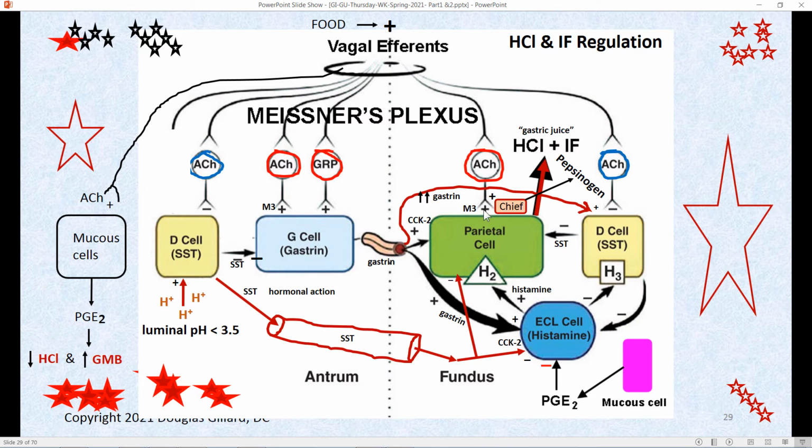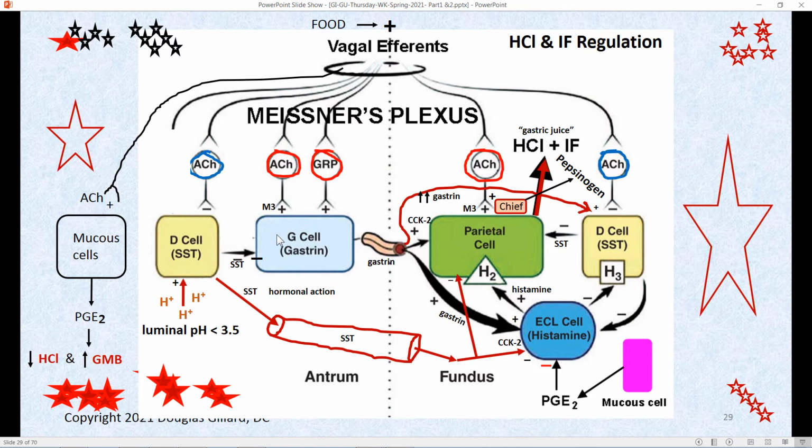So ACh, directly and indirectly, binds to all 3 receptors. Directly binds to its M3 receptor, and it indirectly stimulates the CCK receptor and the H2 receptor. So gastrin strongly drives the production of acid and intrinsic factor. There's some other stuff that comes out of my enteric plexus. There's also a gastrin-releasing peptide that comes out. Does the same thing as acetylcholine. It stimulates the release of gastrin.